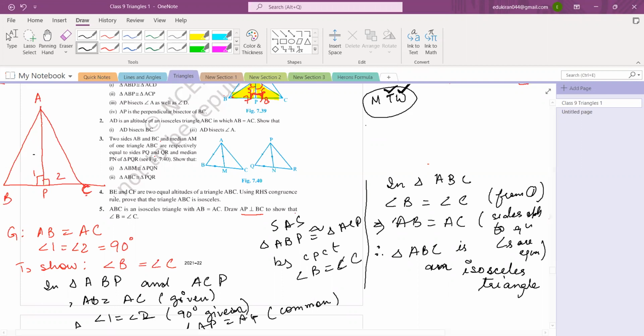Ma'am, on Sunday, Monday, and Wednesday, we have science class. Same timings. Yes, ma'am. So that means Monday is not there, Wednesday is not there. So you are left with Tuesday, Thursday, and Saturday.